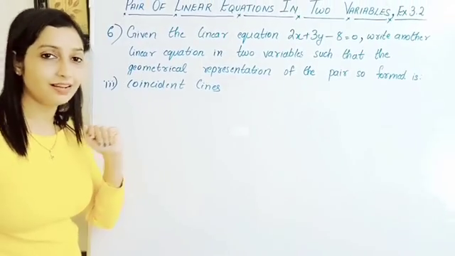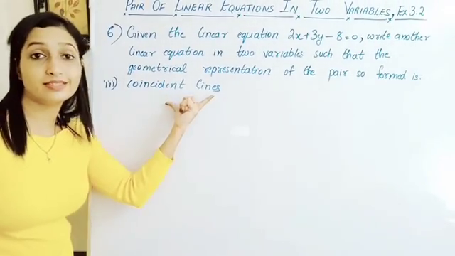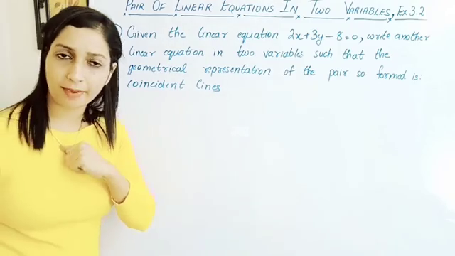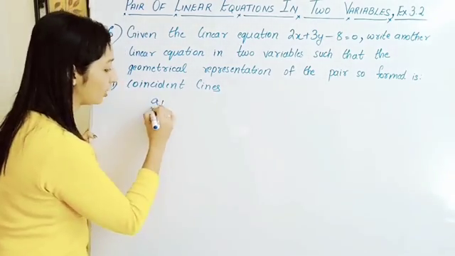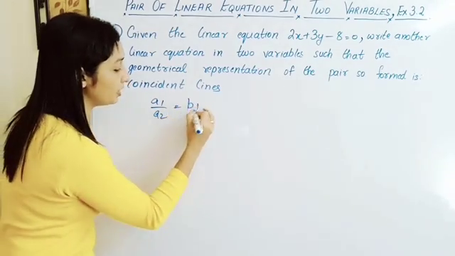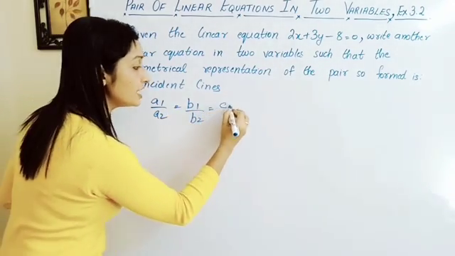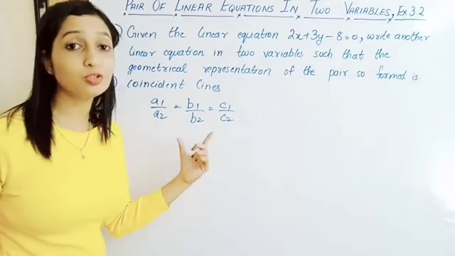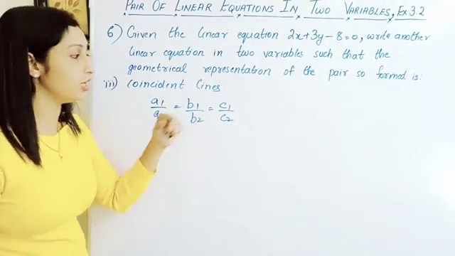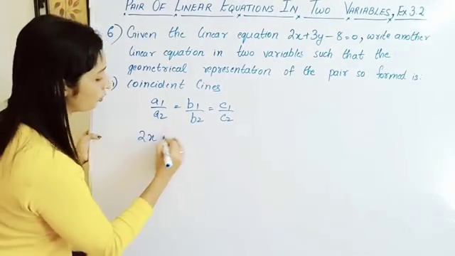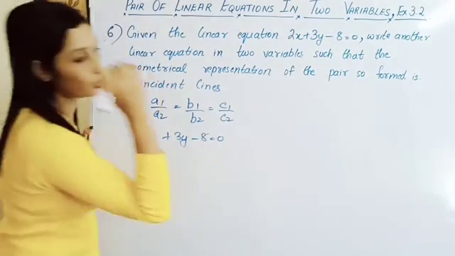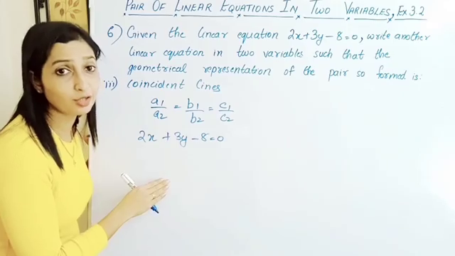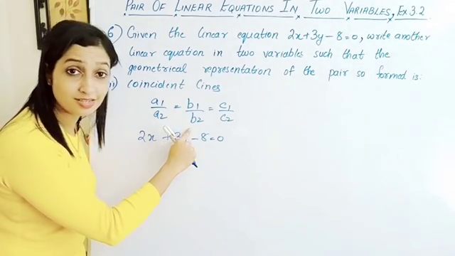Now this is part 3 and they have given coincident lines. So what is our condition for a pair of linear equations in two variables to be coincident? It is A1 by A2 equals B1 by B2 equals C1 by C2. So all the three ratios should be equal. So already you've got one equation, which is 2x plus 3y minus 8 equals 0. Now how can I get another equation such that this condition is satisfied?